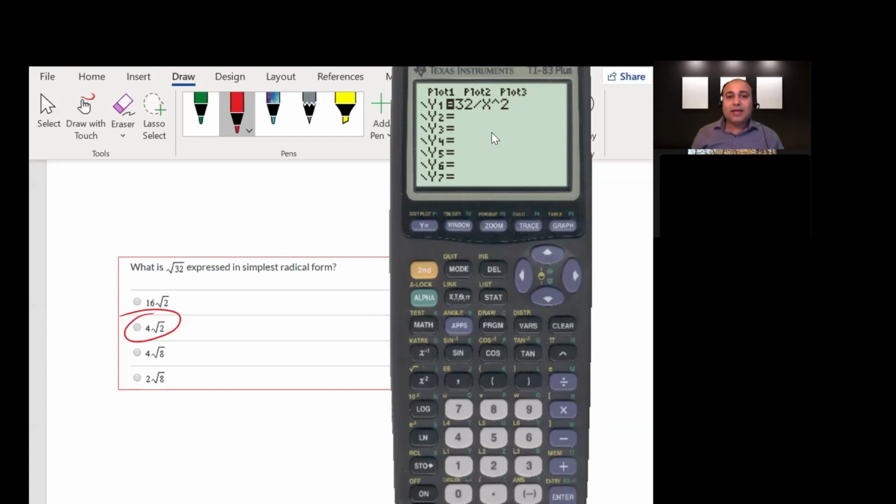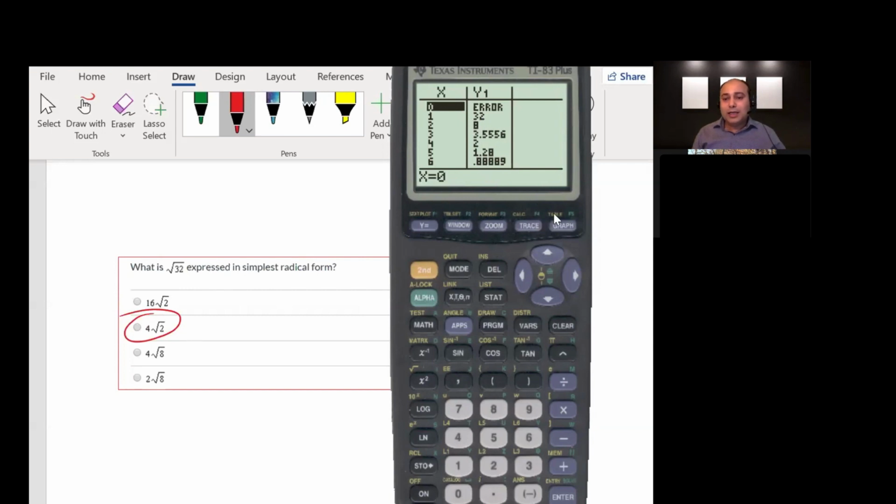Okay, the reason why we have x squared is because we're doing the square root. There are proofs for that, and I can prove to you why we're doing this, but I just want you to remember it like this for now. Okay, now, after you type 32 divided by x squared, you go to the table, which is on top of graph. Press second graph, and it takes you to the table.